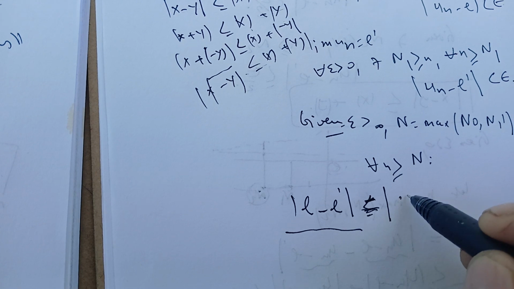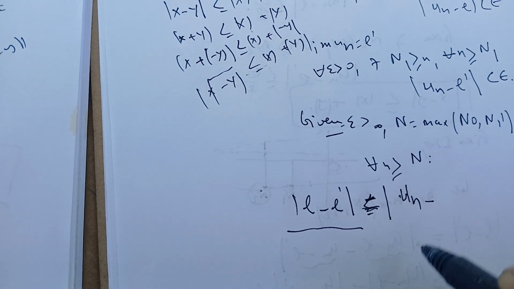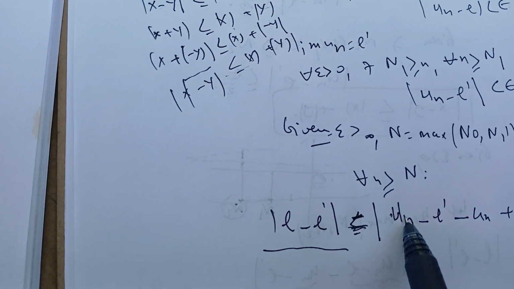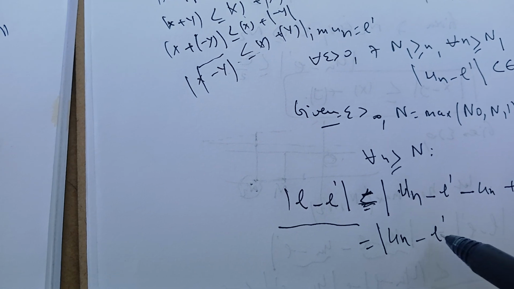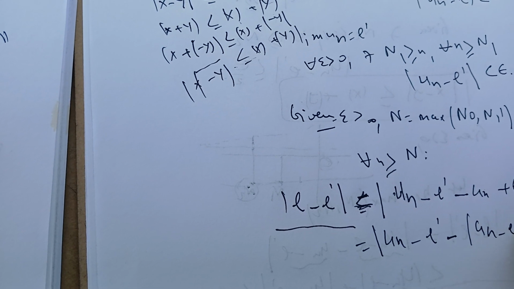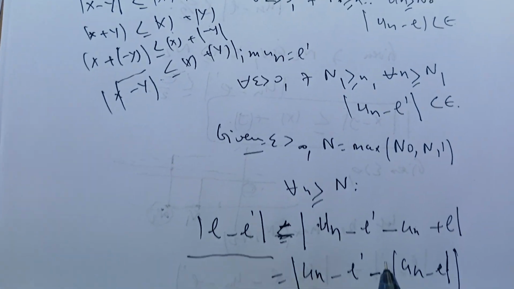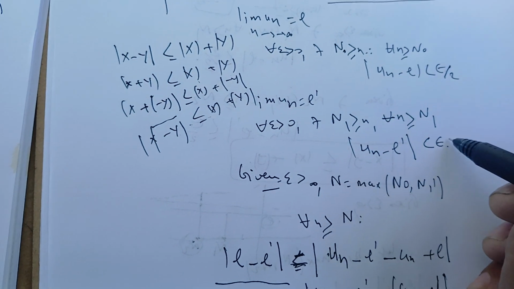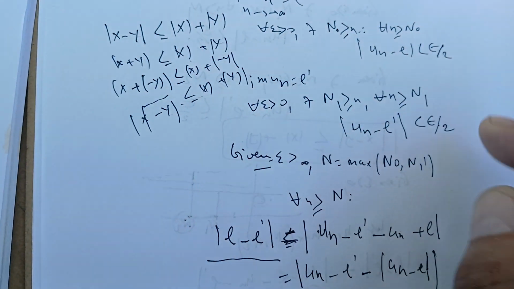So here, I'm sorry, I'm going to do an equal sign. I'm going to add and subtract un. So I'll add un minus L prime minus un plus L. So I did nothing, okay? So here I can rewrite this one as |(un minus L prime) minus (un minus L)|. So I'm going to go back here and switch this choice to epsilon over 2. We will see why. It doesn't matter, but it will help us.